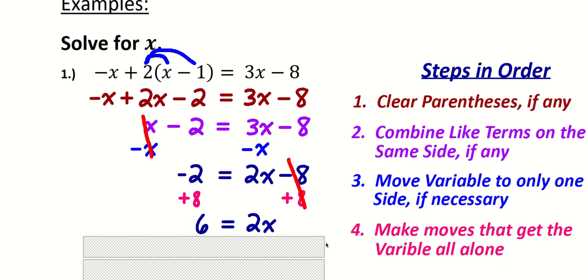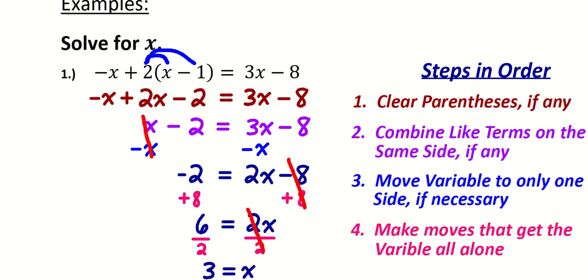The right side is now just 2x, and then to get rid of that times 2, we divide to end up with a final answer of 3 equals x. Or x equals 3. The solution's 3.